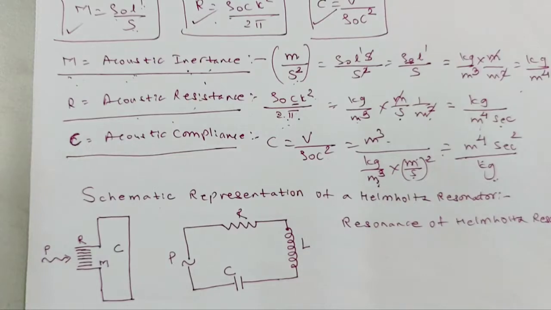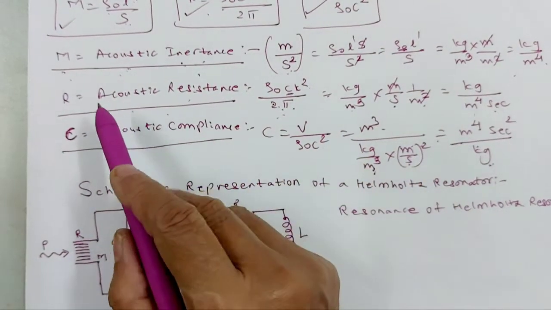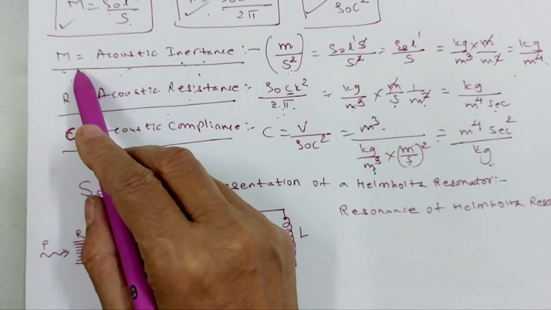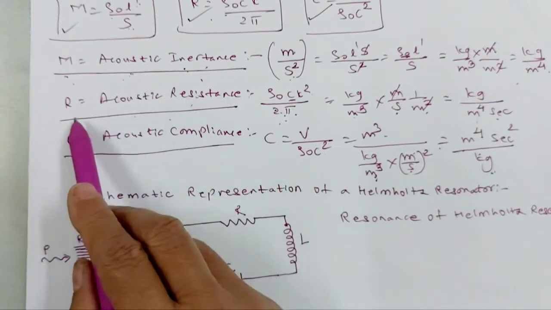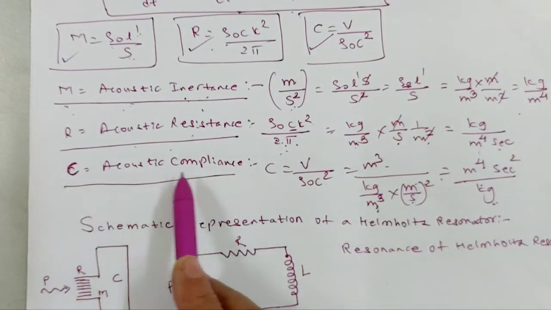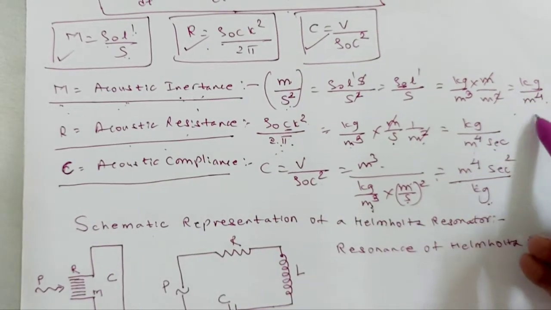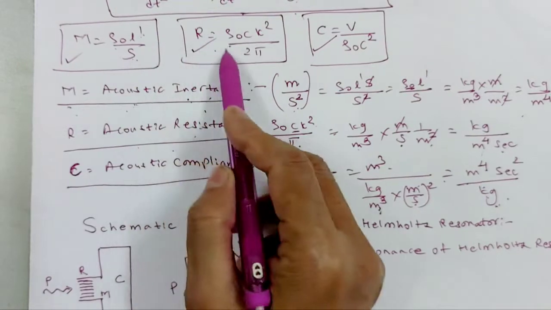Hello students, in the last lecture we completed the formula and the dimensions for M, which is acoustic inertance, R, which is acoustic resistance, and C, which is the acoustic compliance. Okay, so we know how we got these values. The values and formulas are here.